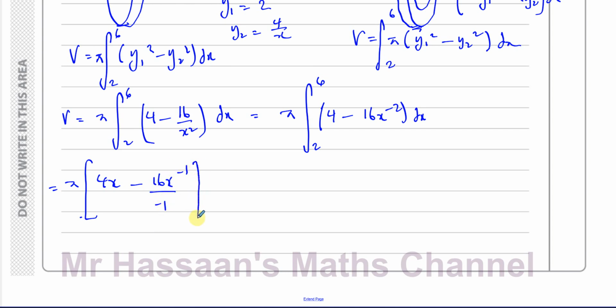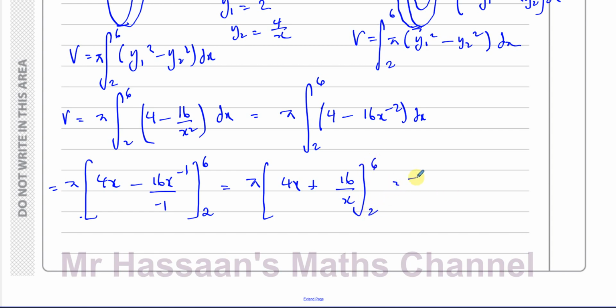Okay, so I'm just writing the working here as well. And that's the limit 6 and 2. And that will give us pi times. And now let's get this ready for substituting things in. That's 4x. And that's a minus, and minus gives you plus. You'll have 16 over x. Now, hopefully, this will give us the right answer.